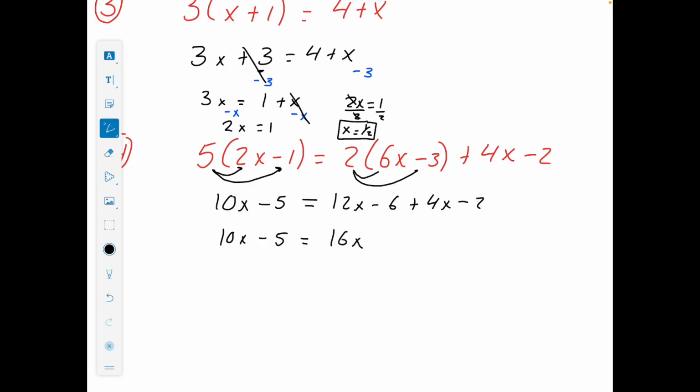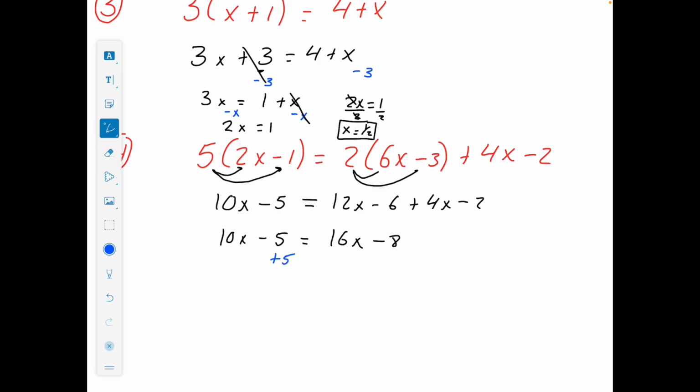minus 2. Now first I'm going to look at the left hand side and I'll tidy that up a little bit. So it'll be 12x plus 4x, that'll be 16x, minus 6 minus 2, be careful, put that into your calculator, it's minus 8. Again now we need to organise this, so we want x's at one side and numbers on the other side.